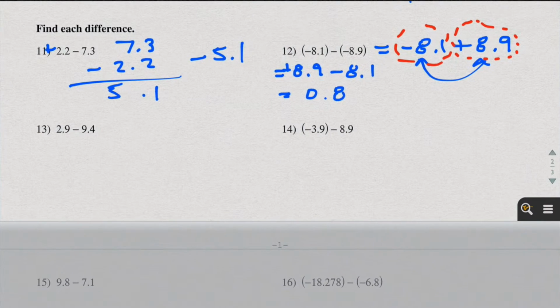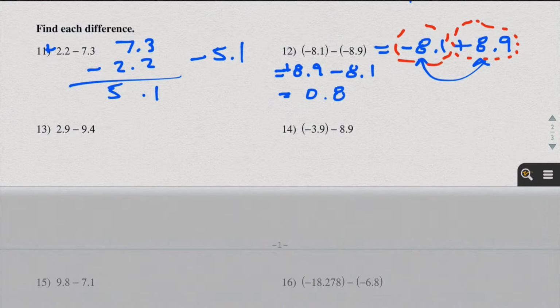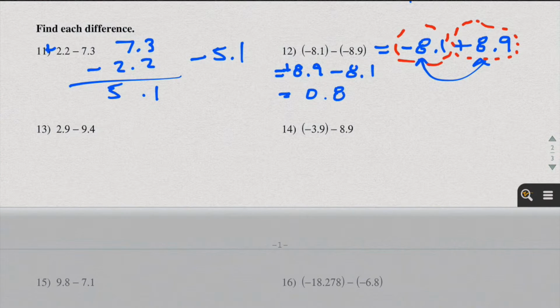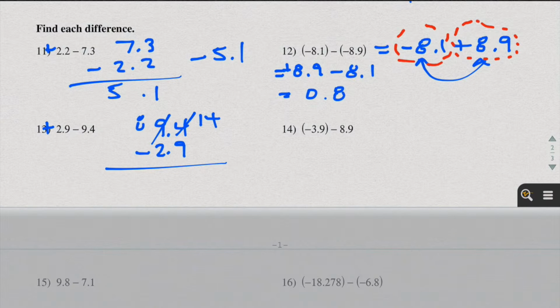Okay, number 13. 2.9 minus 9.4. Because the signs are different, the 2.9 has a positive, we can find the difference. So we do 9.4 minus 2.9. When we subtract those, this becomes 14, this becomes 8. 14 minus 9 is 5. Bring down the decimal. 8 minus 2 is 6. So we get 6.5. And our answer is going to be negative because the 9.4 has a negative to the left of it, and it's larger. The 9.4 is larger than 2.9. So we end up getting negative 6.5.